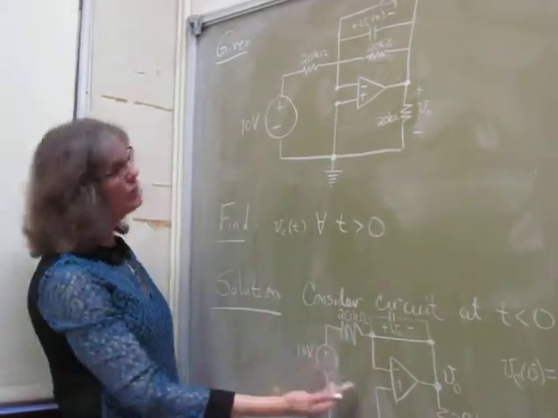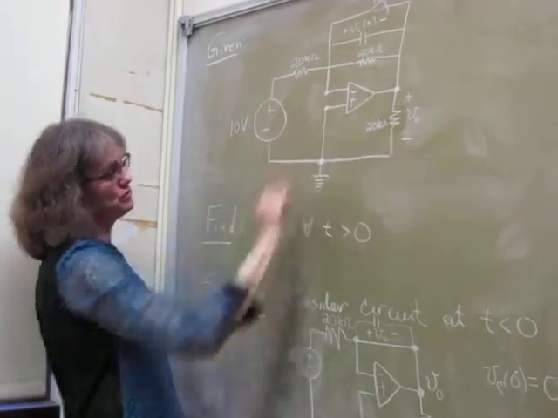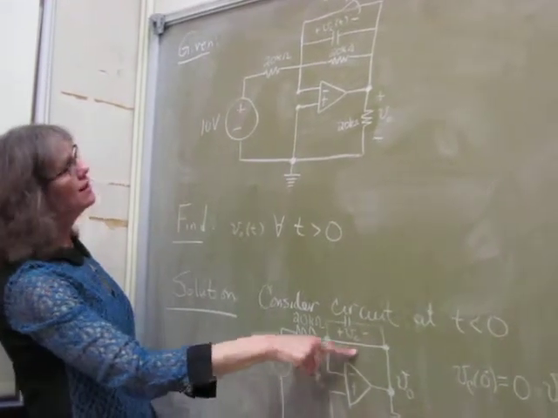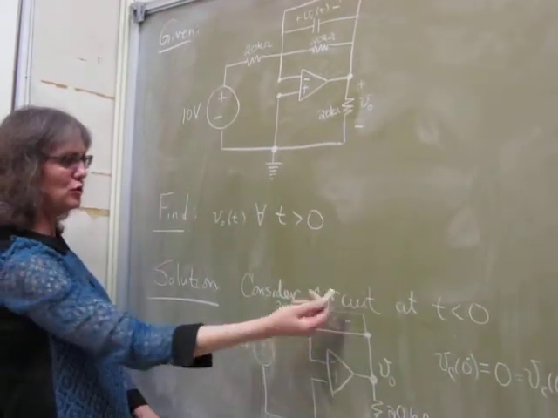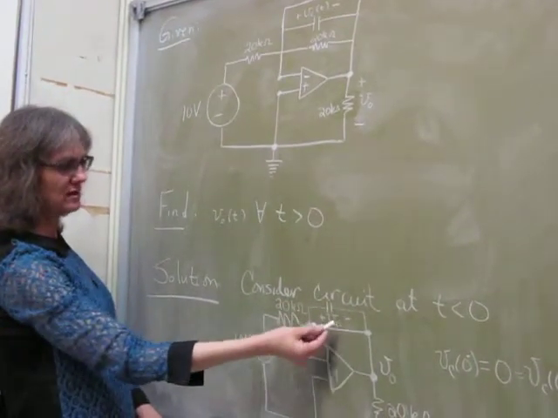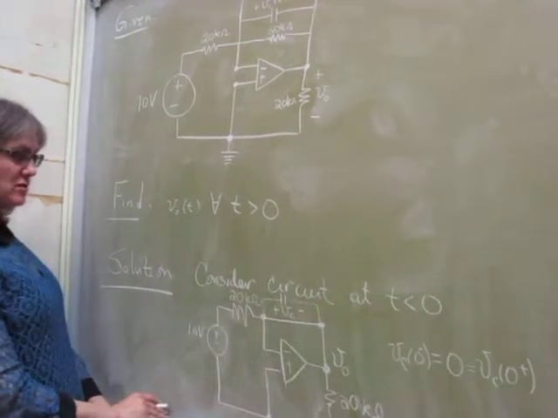So I've redrawn this circuit with this resistor shorted out. I didn't show the open switch because I kind of ran out of room, but why show an open switch? It's just open. It's not going to affect anything. And then we have this capacitor.